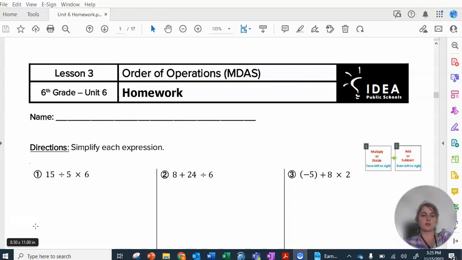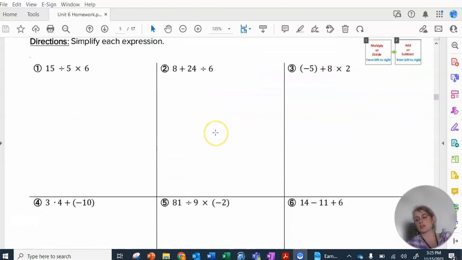All right, so we are doing order of operations. Today was actually the easy day. We're just dealing with 4 options: adding, subtracting, multiplying, and dividing.